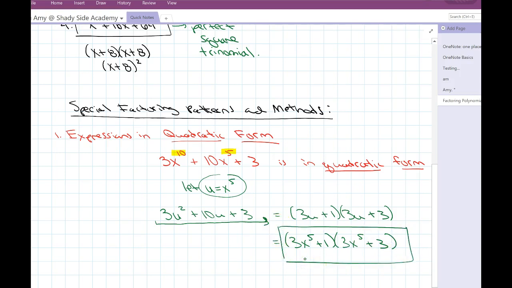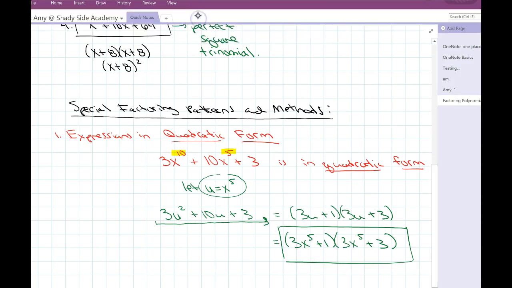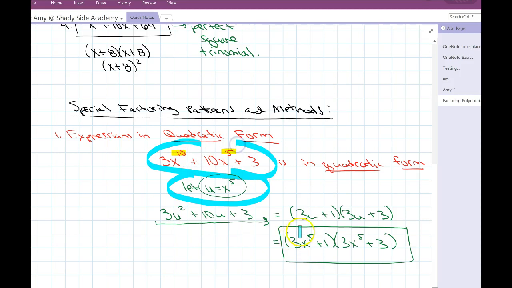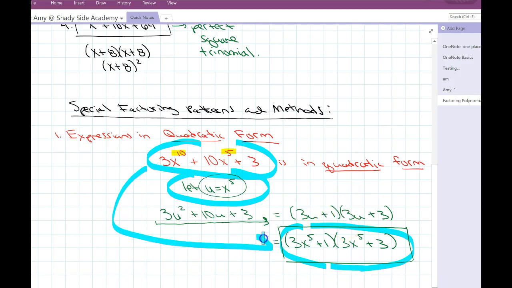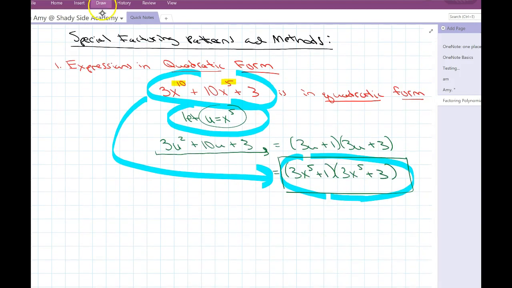Okay, so recognizing quadratic form, once you get comfortable with it, and you may already be, given your work last year, you can actually skip this step. You can just go straight from here to right here. Okay, like once you get good, you can skip the step where you show what u is equal to, and you could just go directly bam to bam.